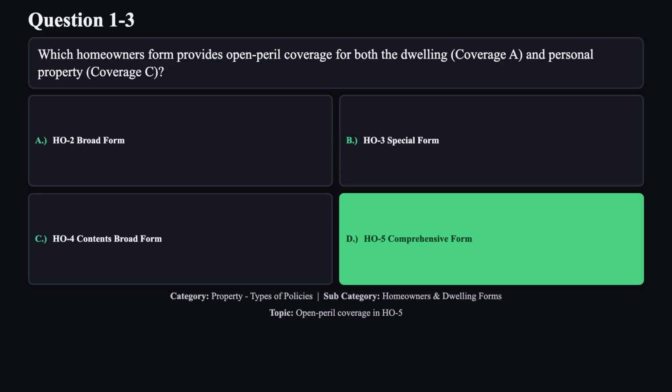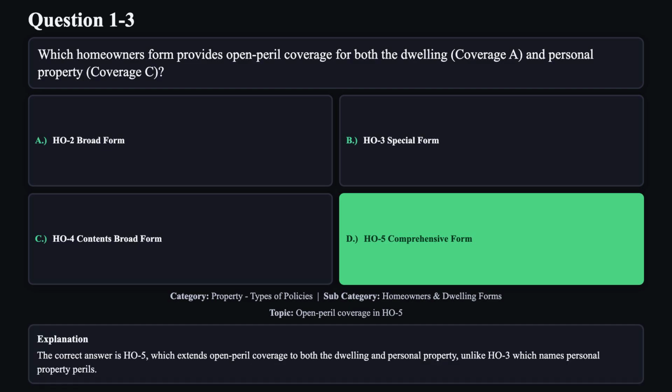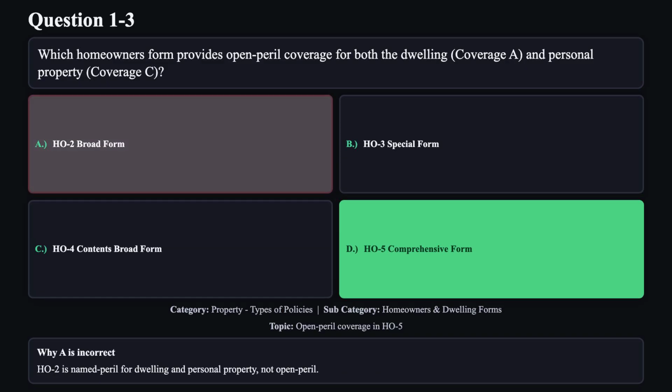The correct answer is D. The correct answer is HO5, which extends open peril coverage to both the dwelling and personal property, unlike HO3, which names personal property perils. Reason A is not correct. HO2 is named peril for dwelling and personal property, not open peril.